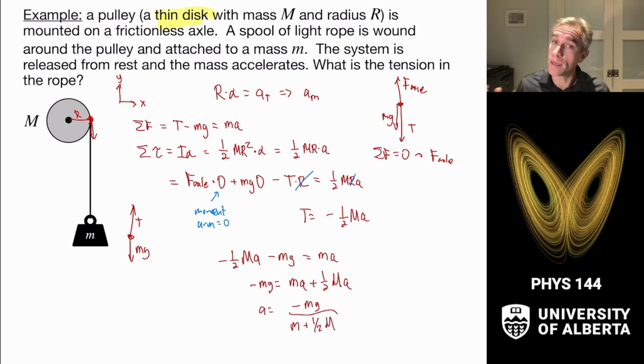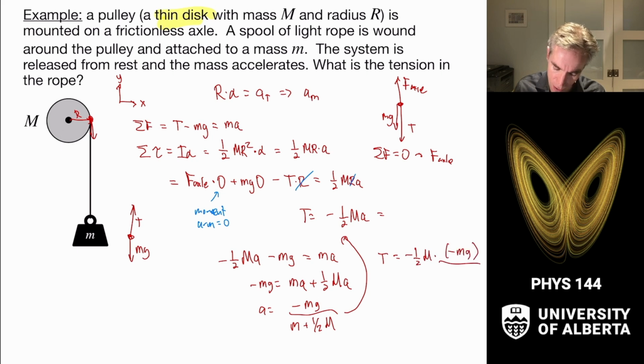Negative as hoped for, because we've defined up to be positive, so it means the system accelerates down. Great. That's not what we cared about. We came here for the tension, but fortunately we have an expression for the tension in terms of the acceleration. So then we can plug this expression into that tension equation, and we will find that T is equal to minus 1/2 m times negative mg over m plus 1/2 big M. And then we will cancel out the negative signs, and we'll get an expression that looks like big M times little m times g over 2 little m plus big M.